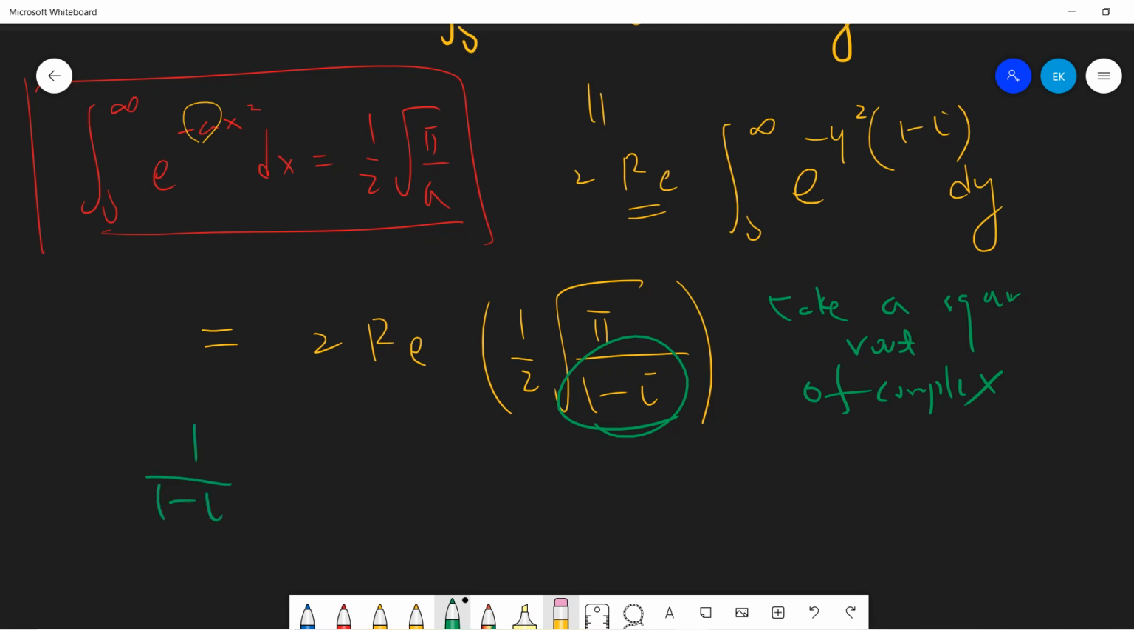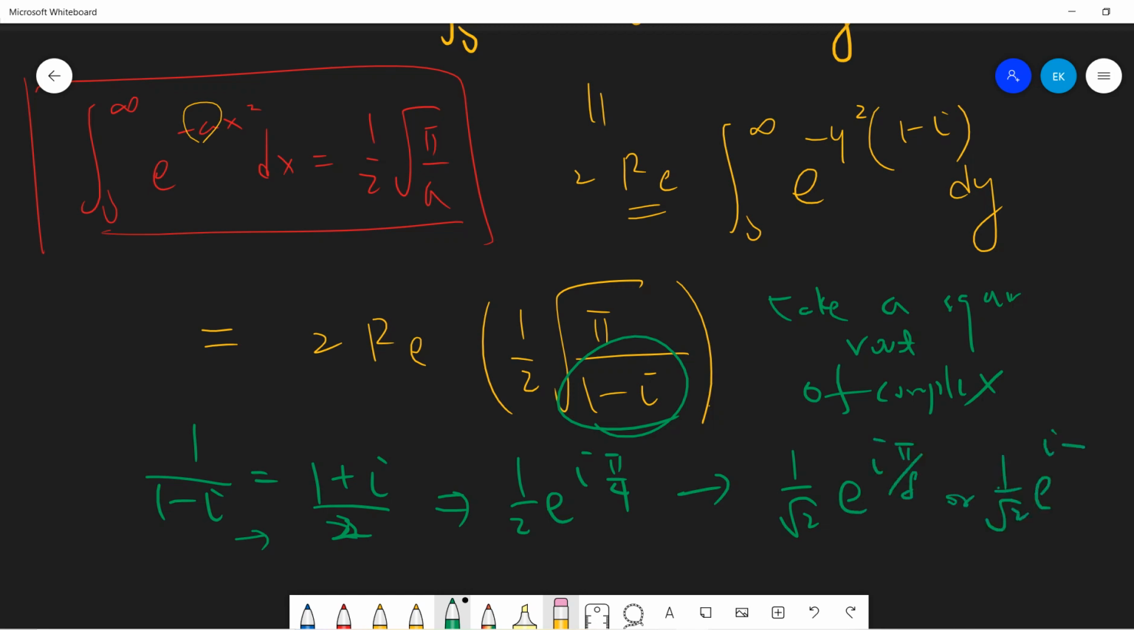Let's see, 1 minus i is just square root of 2 times exponential of minus i pi divided by 4, and then the reciprocal can be written as exponential i pi divided by 4, because cosine pi over 4 is 1 over square root of 2 plus i sine pi over 4. If you take a square root, then you should get this answer, with the exponent i pi divided by 8. You should get plus or minus.